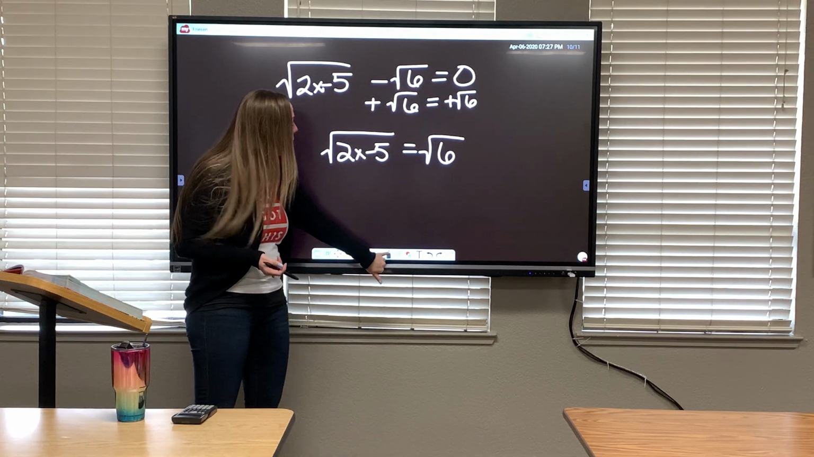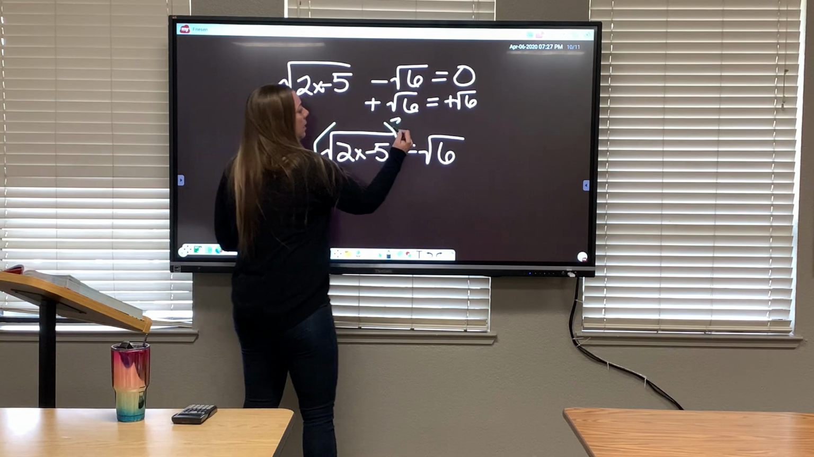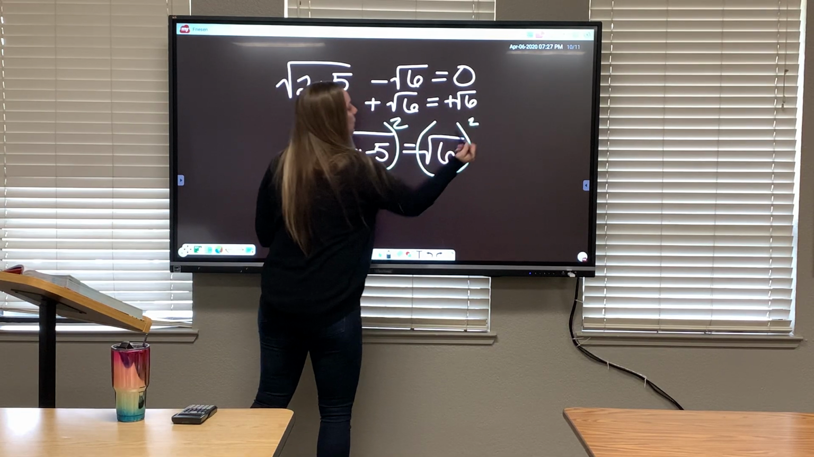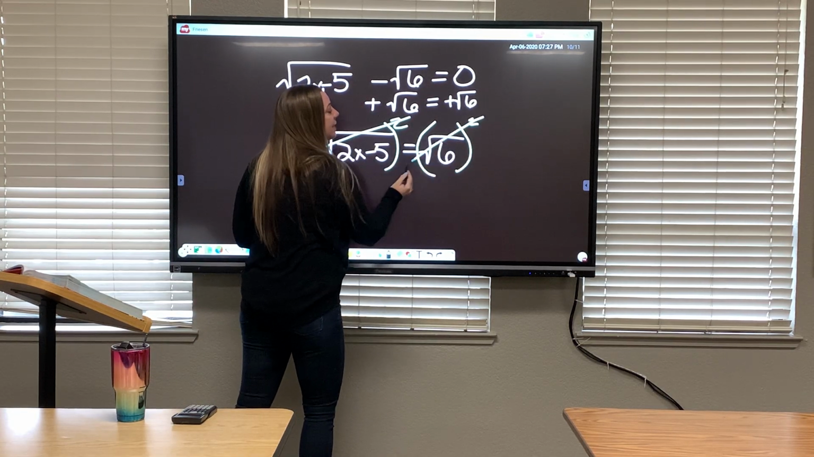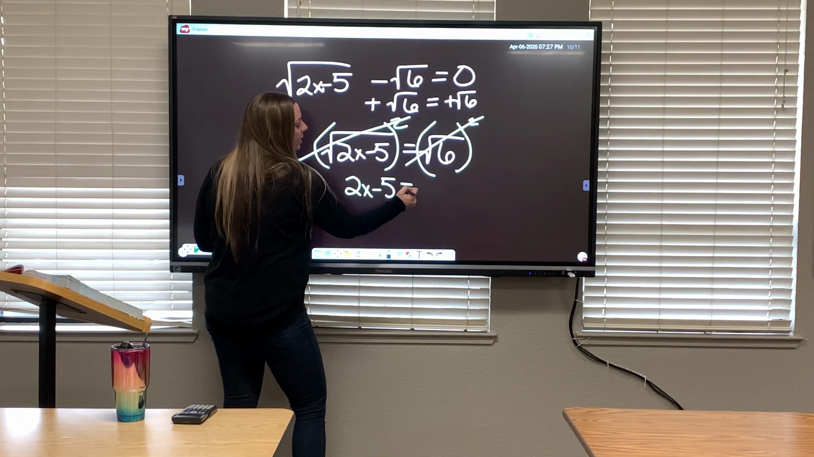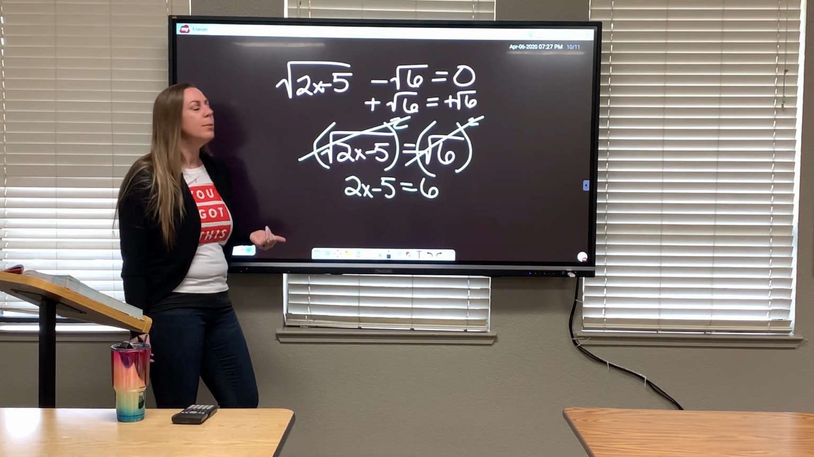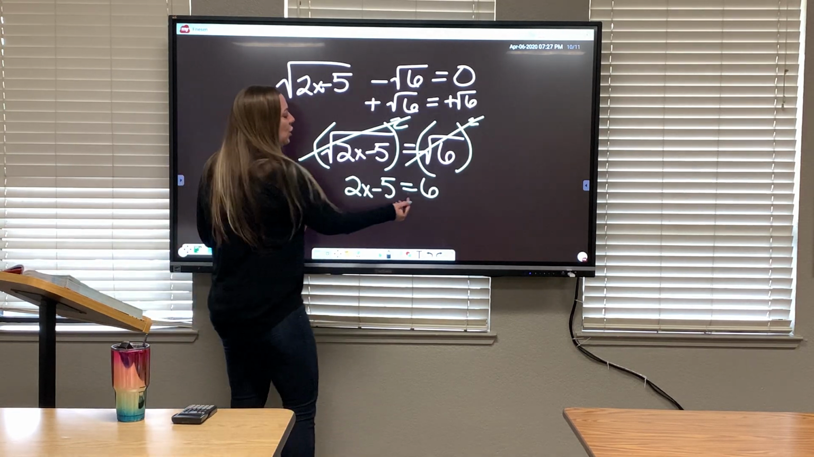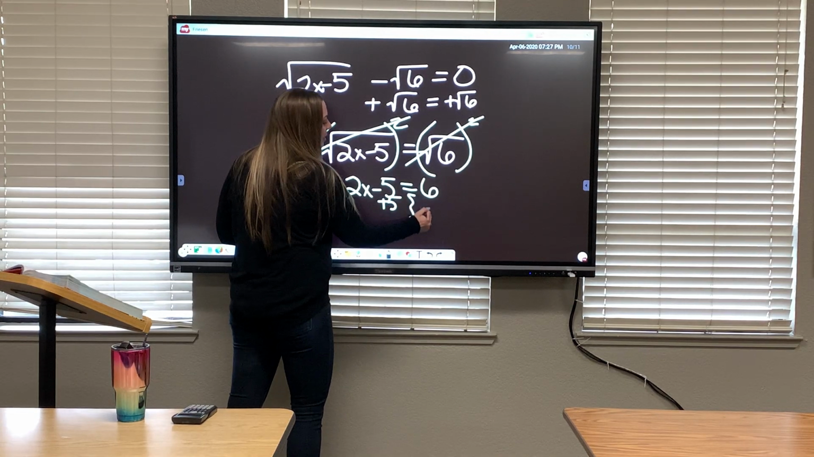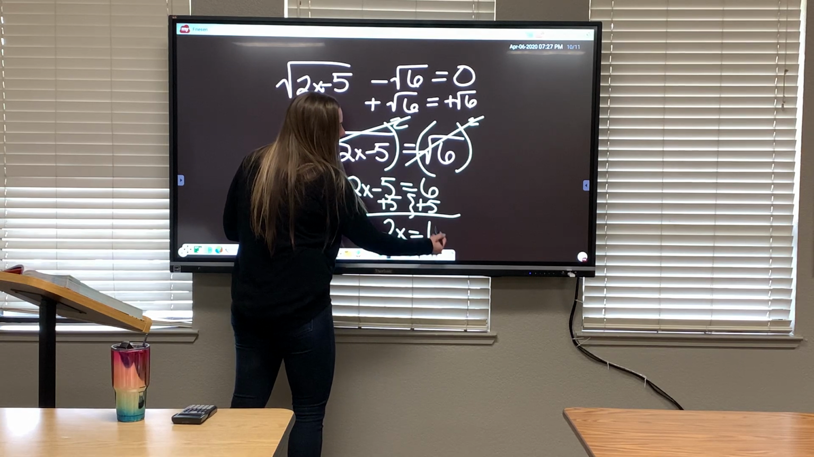Now, if I square both sides, it's going to get rid of both of those radical symbols. So that one's going to cancel out, and that one's going to cancel out. Now I have 2x minus 5 equals 6. And I'm going back to my basic, just solving for one variable type of equation. So to do that, I add 5. I get 2x equals 11.